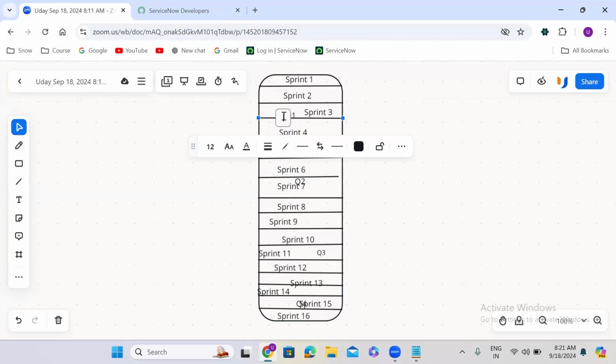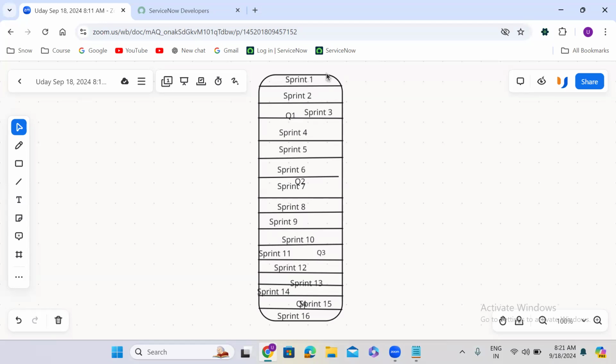This is quarter one, guys. This part is quarter one, quarter two. So this is quarter three, quarter four. So you divided here into four quarters. Then each quarter is divided into four sprints. Guys, remember here.